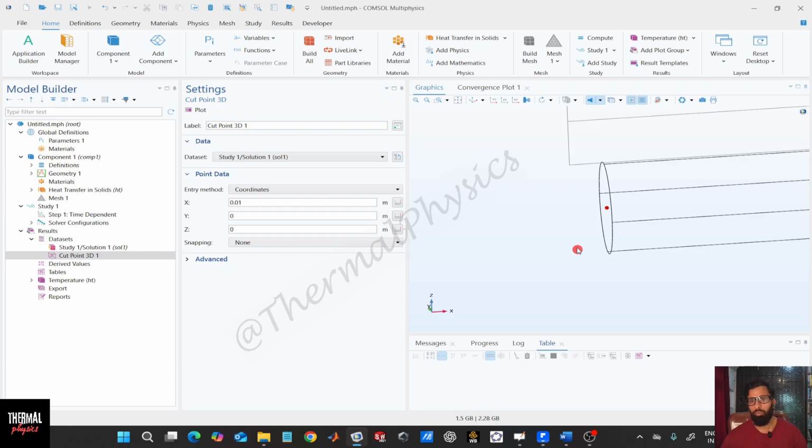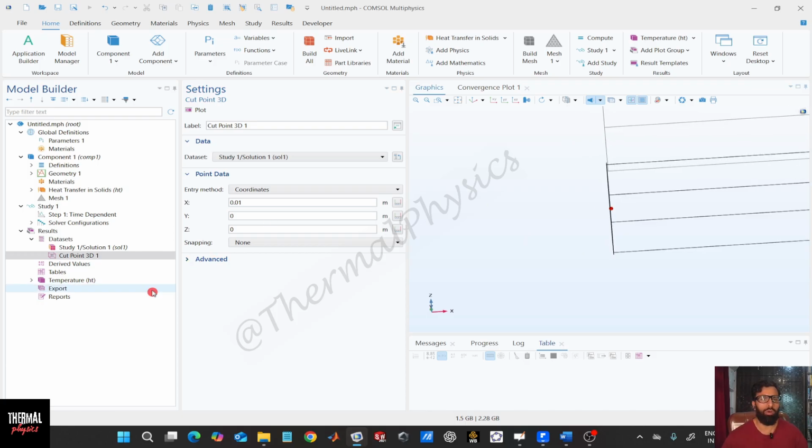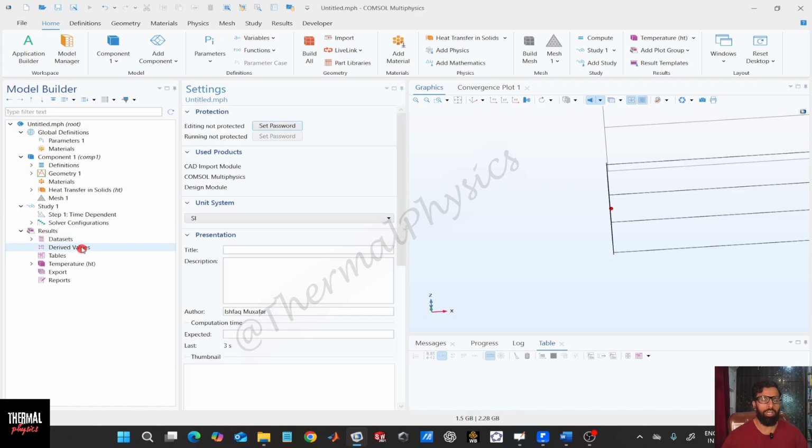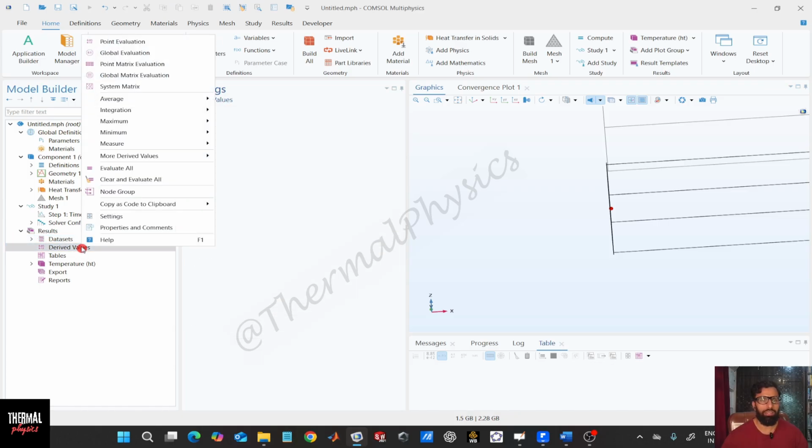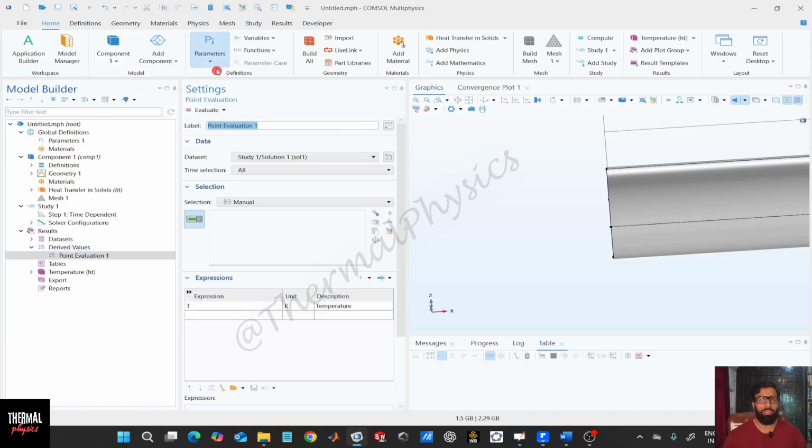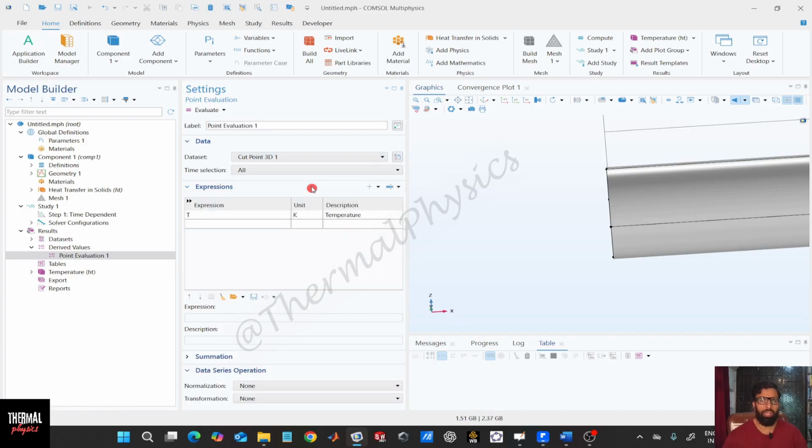We'll plot it, and we have the point at 0.01. At that point we have to find the temperature. The data is in the derived values. We'll right click to find temperature or any data value at this point, so it is point evaluation. We will right click the derived values, choose point evaluation, then data set, and we'll find the cut point 3D that we made. So here is cut point 3D.